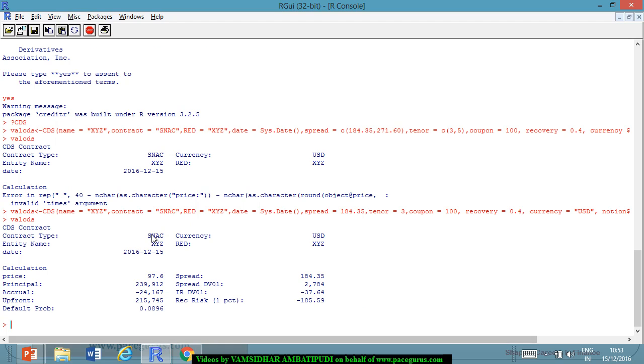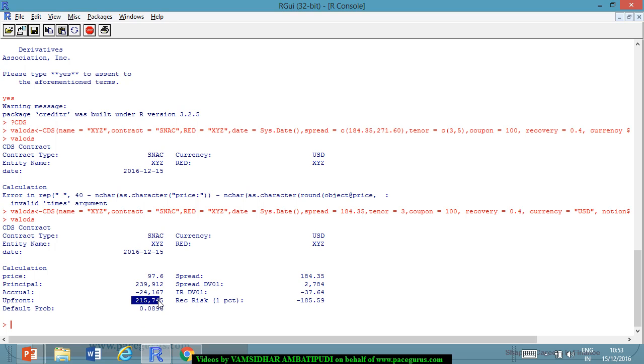Right, now a few important points out here. The contract type is standard North American contract. The currency is USD. We have given the alphanumeric code as XYZ. The entity name is XYZ. The date, which is today's date, is coming out as 15th February 2016. Based on that, these are the calculations that are being performed. The price is working out to 97.6. I'll discuss these things.